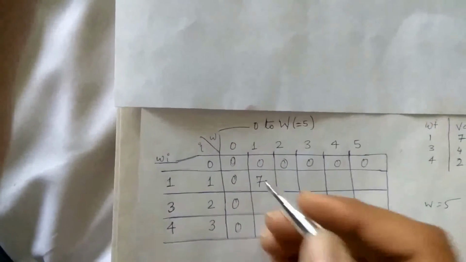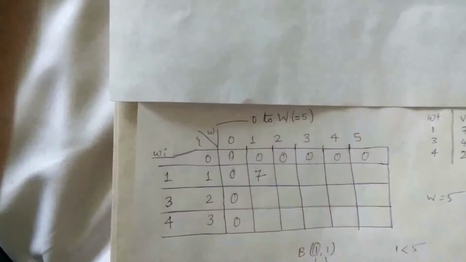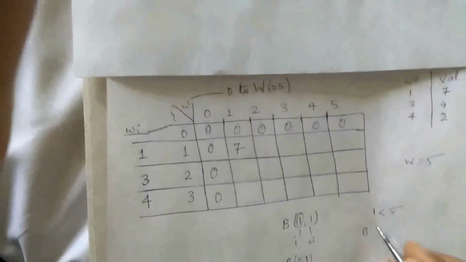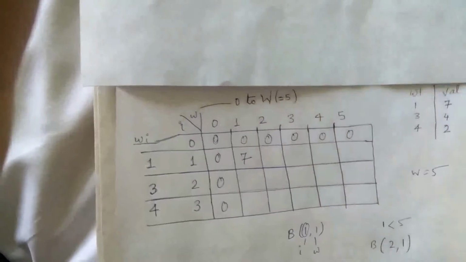Now in a similar fashion, if we go to this cell, we want to compute this cell. What is this? B of i is 2 and weight is 1. Total weight is 1.